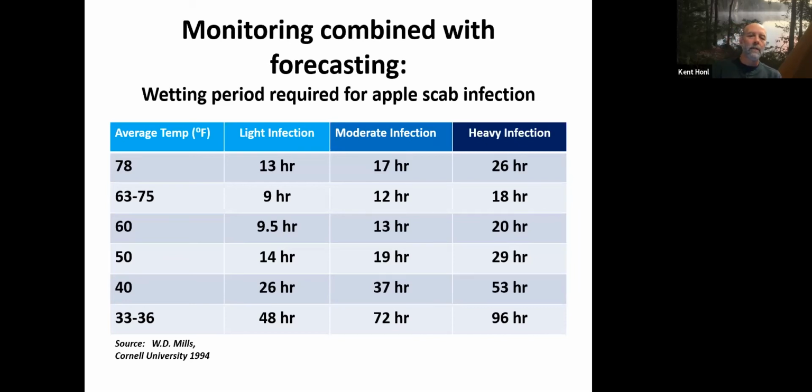So you can see down on the bottom row, 33 to 36 degrees Fahrenheit, you still could get an apple scab infection, but you'd have to have 48 hours of continuous leaf wetness for the fungus to be favored enough to produce that. A heavy infection would happen if you had 96 hours of continuous leaf wetness at 33 to 36 degrees. So usually that doesn't happen.